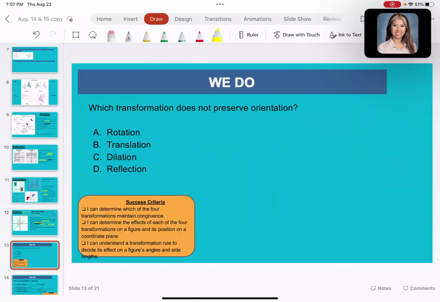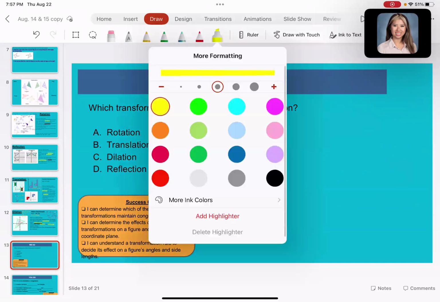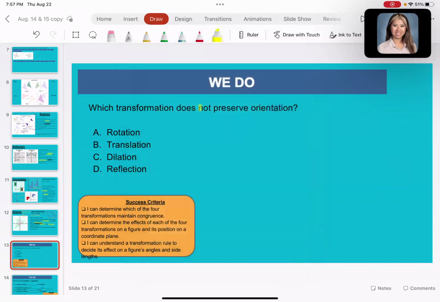So now with our first redo, which transformation does not preserve orientation? So first we have to remind ourselves what orientation means. Orientation means direction, position. So right away, I remember that translation, sliding it, maintains orientation because we're not changing the shape, size, or angles.